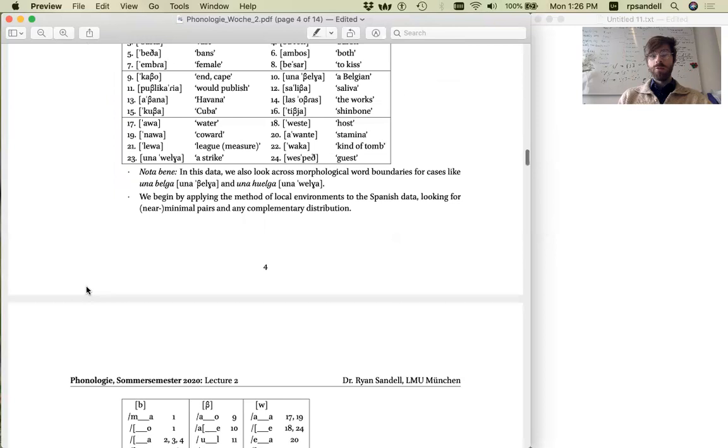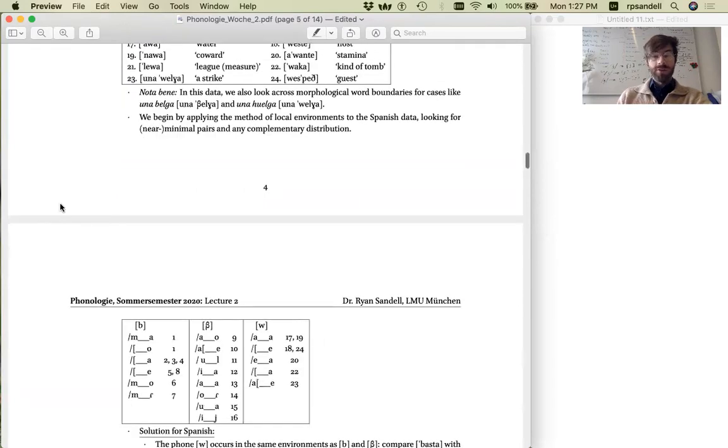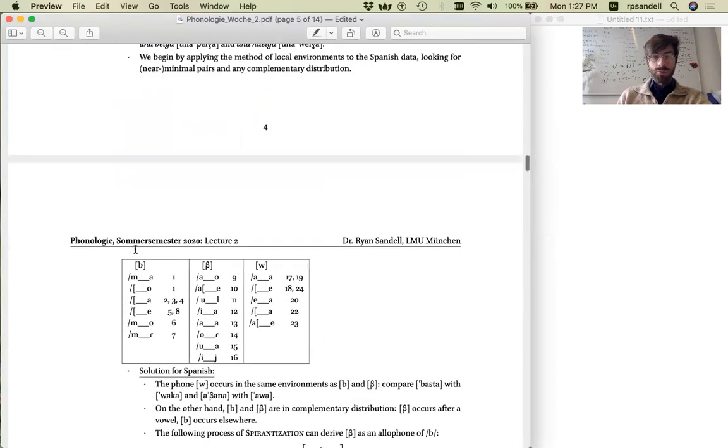And we're going to look for near minimal pairs, of course, to try to see what sounds are probably contrastive, and look to see if there are any complementary distributions. So I've already drawn up in the following table the local environments. We can see, for instance, the stop occurring after nasals and at the beginning of a word, preceding a variety of vowels: a, o, e.